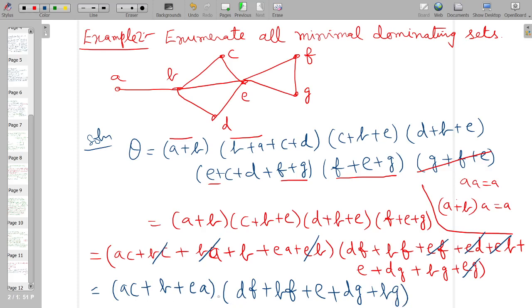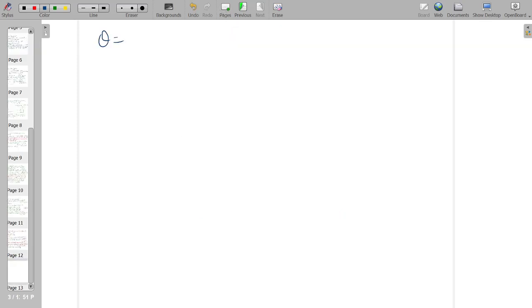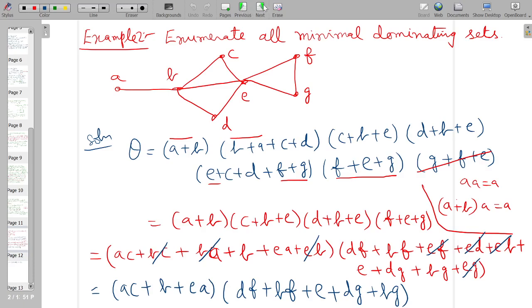Okay, so 3 here, DF plus BF plus E plus BG plus GD. Okay, let me write these two expressions in the next slide. So theta would be (AC plus B plus AE) multiplied with (DF plus BF) plus (E plus DG) plus BG.